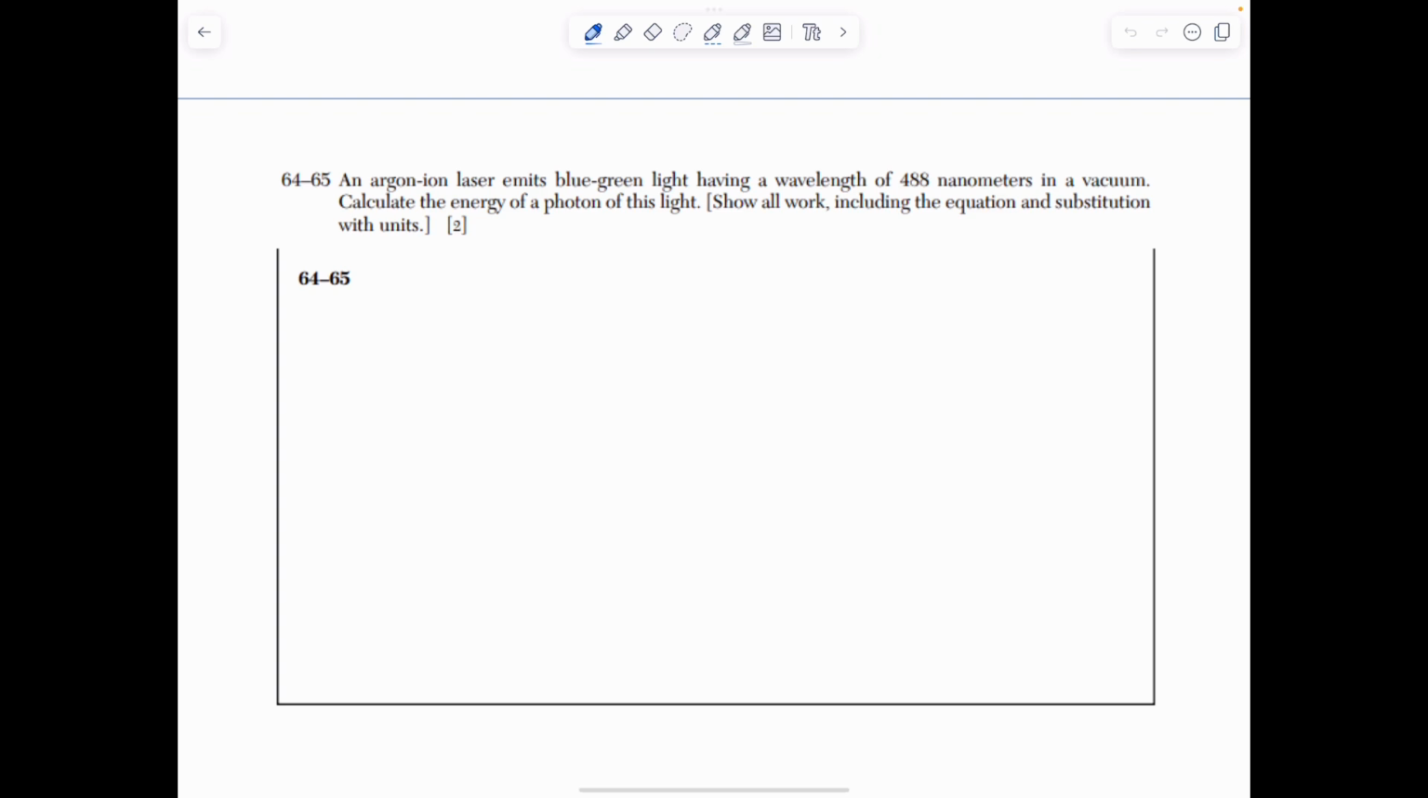6465. An argon ion laser emits blue-green light having a wavelength of 488 nanometers in a vacuum. Calculate the energy of this photon. Okay, so what do we have to do? We have to remember energy of a photon is right on our reference table, and its energy of photon equals h times f.